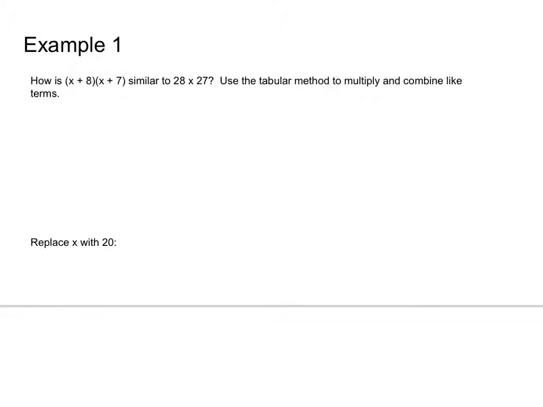So, example 1. How is x plus 8 times x plus 7 similar to 28 times 27? Okay, we're going to use that tabular method. Basically, we need to replace that x with the number 20. 20 plus 8 times 20 plus 7, right? And this is what we just did. But pause there for a second.